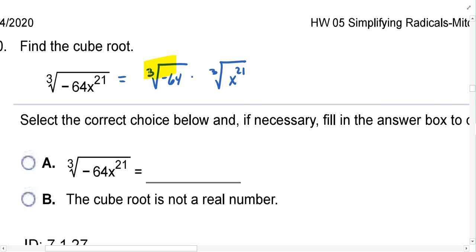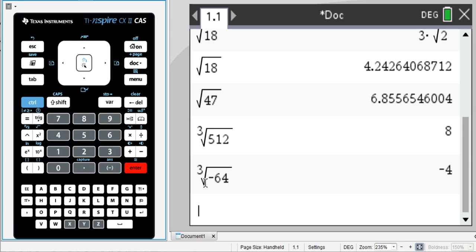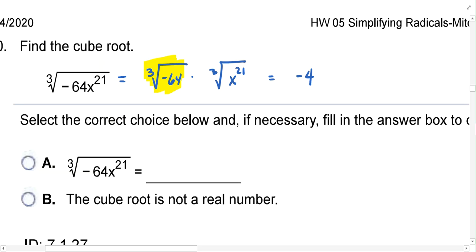So let's think about this first group for just a second. Is there a number that multiplies by itself 3 times in a row to equal negative 64? Well, as it turns out, yes, there is. And if you're familiar with this number, you'll recognize that 4 times itself 3 times in a row will equal 64. And if we use a negative 4 times itself 3 times in a row, that will also equal negative 64. And if you'd like confirmation, here it is in the calculator. Cube root of negative 64 is negative 4. Okay, so that's a good answer for the first term.